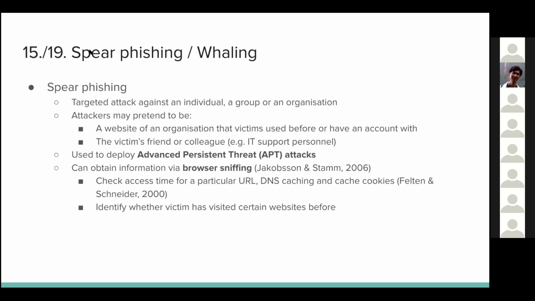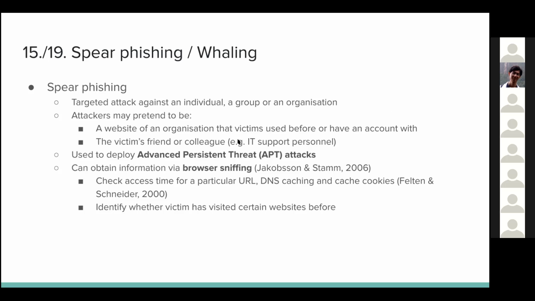Then the next area related to phishing is spear phishing and whaling. Spear phishing is a targeted attack against either a group or an organization. Attackers may pretend to be an organization that victims have used, or a service that victims have used before, or somebody that the victim knows. For example, they send an email pretending to be IT support personnel and ask the user to download a file onto their computer. That file contains malware that the attacker can then use to deploy, for example, an advanced persistent threat.